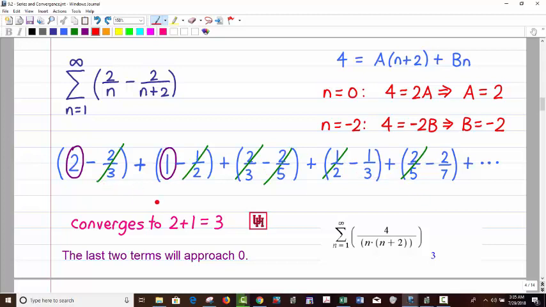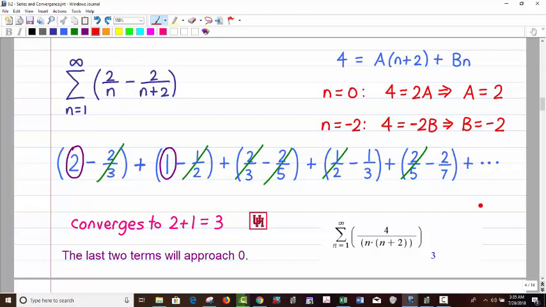Now you can see the minus 2/3 cancels out with the plus 2/3. The minus 1/2 cancels out with the plus 1/2. The minus 2/5 cancels out with 2/5. Well, in this one, we're always going to have 2 trailing terms. That will never cancel.